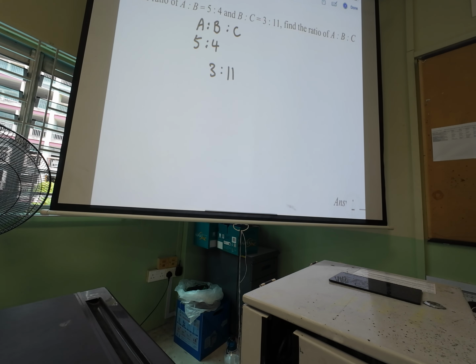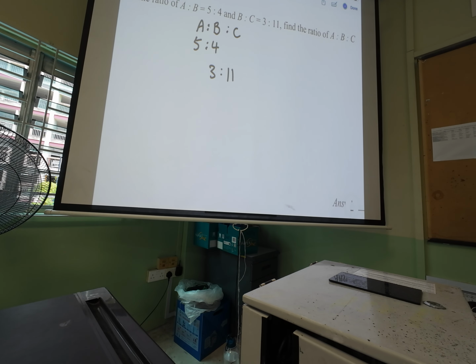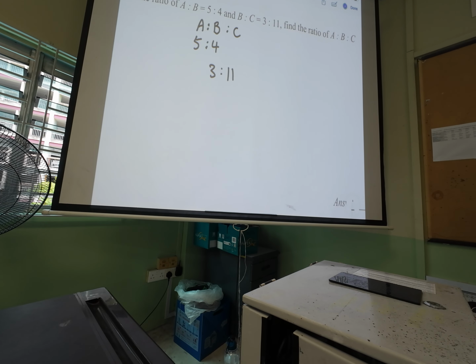But right now, they are separated. If I want to combine them together, I must make sure the middle number is the same. Then I can combine them together. So to make the middle number the same, I have to find the lowest common multiple.